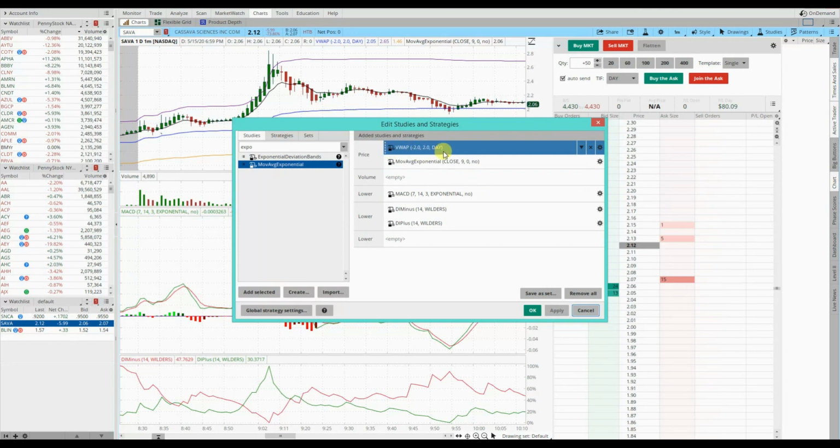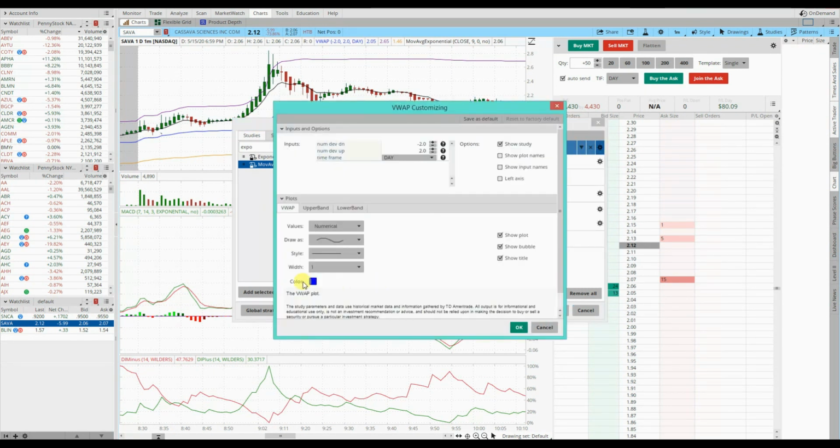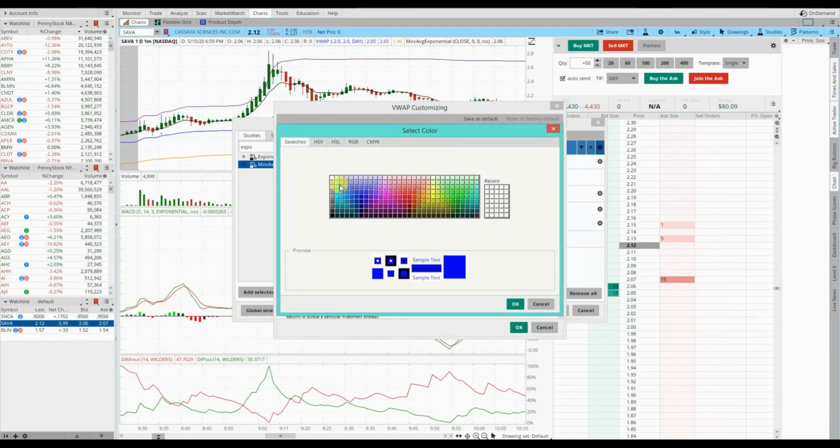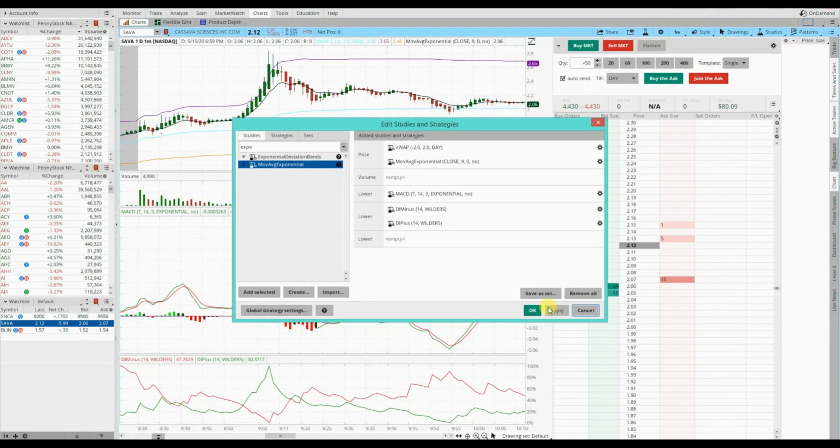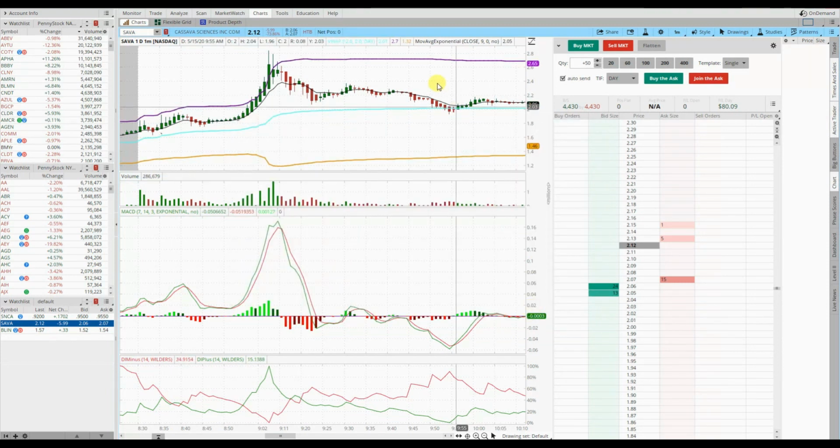And let's change the VWAP, the blue line. It's a little too dark. It's gonna look a little similar to the moving average exponential. So let's change that to a lighter blue, which is what I usually have in my trading setup. So let's do a bright baby blue. There we go. All right, I hope you can see that.